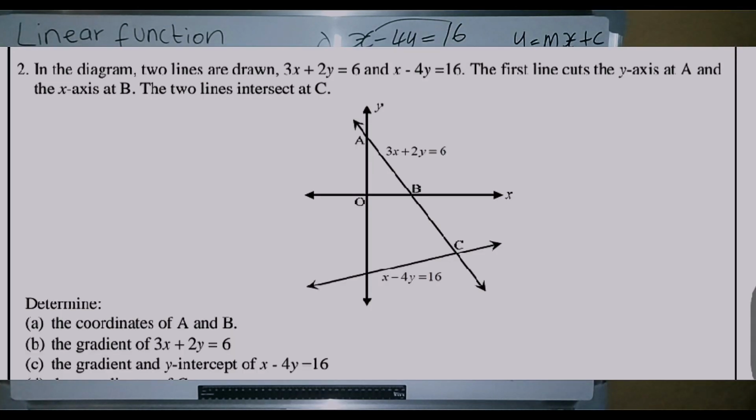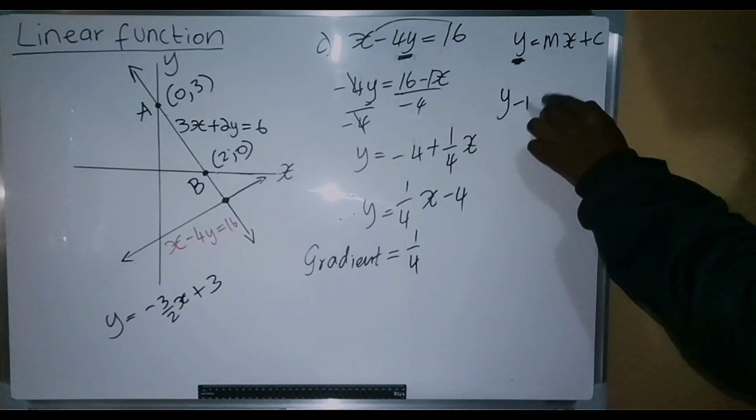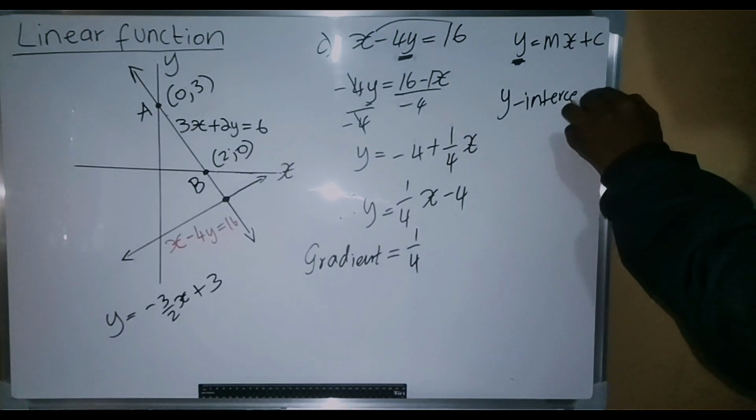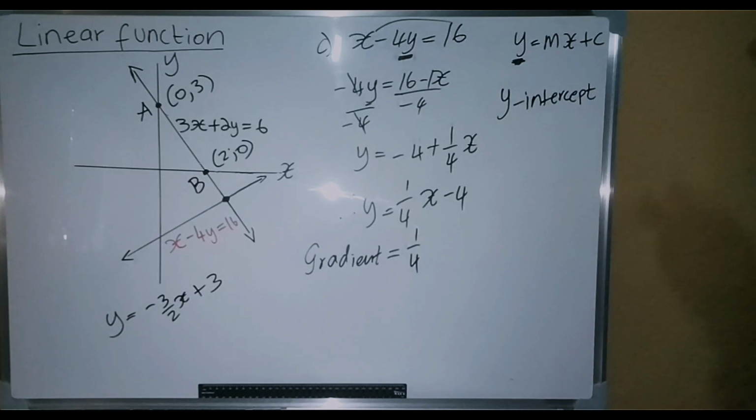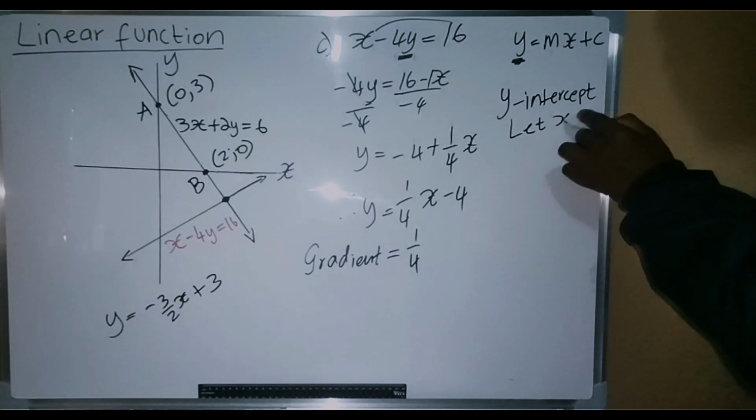The next question is the y-intercept of x minus 4y equal to 16. We must determine the y-intercept. Now, it's very simple. How do you find the y-intercept? Generally, you let x be equal to 0.